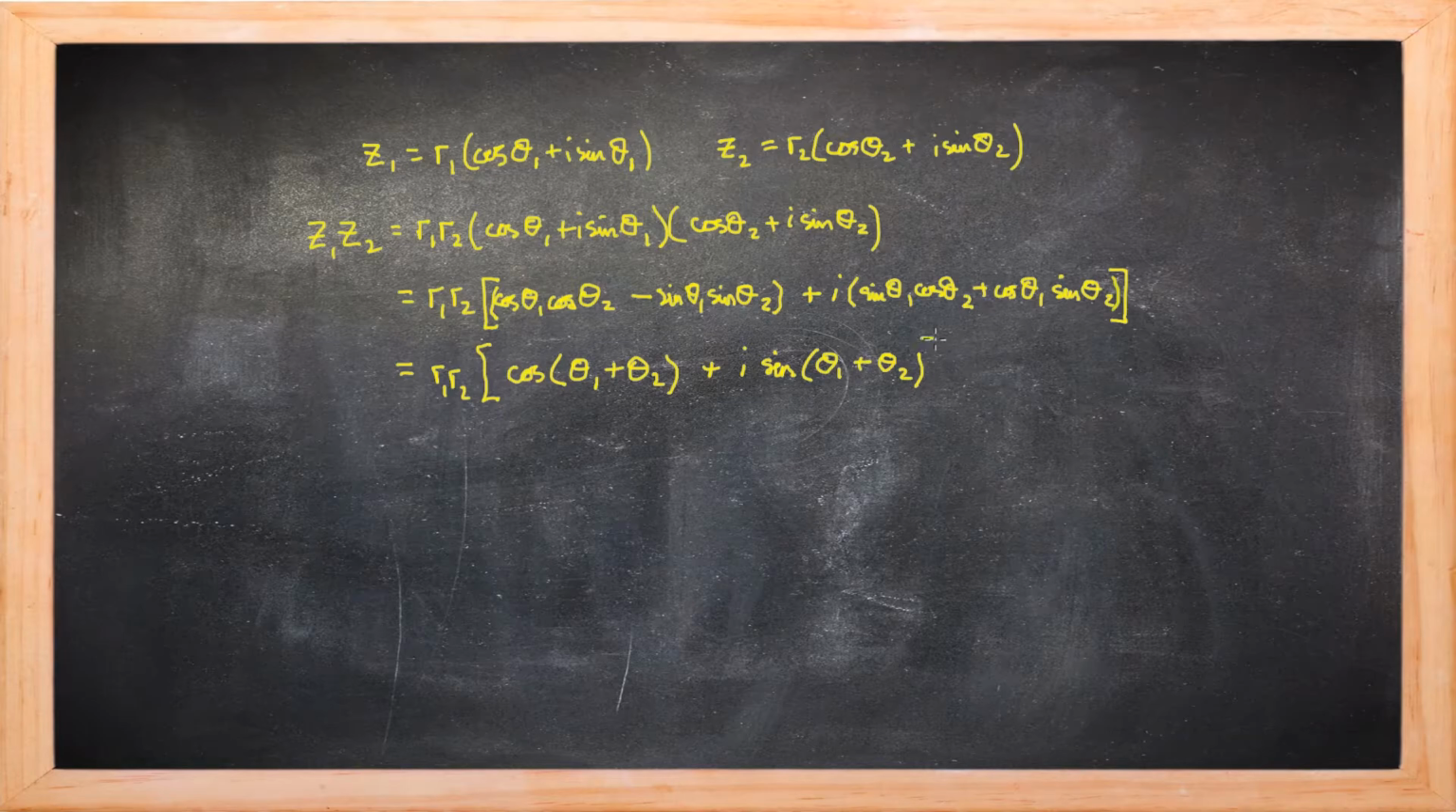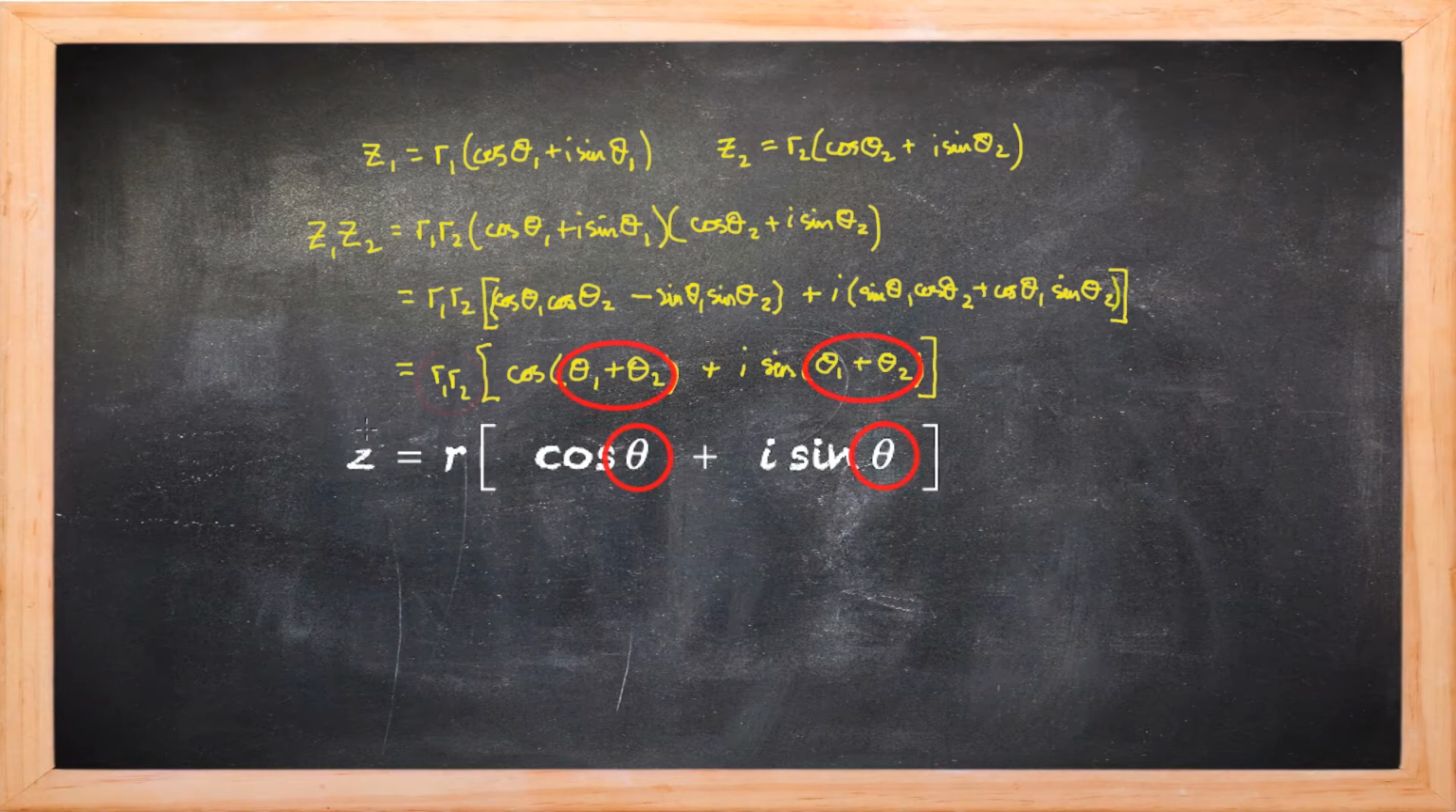So we've ended up with a complex number. Let's compare it with r cos θ plus i sin θ. And you can see that the modulus r is r1 r2, and that the argument θ is θ1 plus θ2. So we have a multiplication going on.